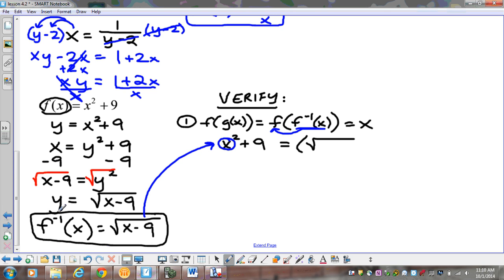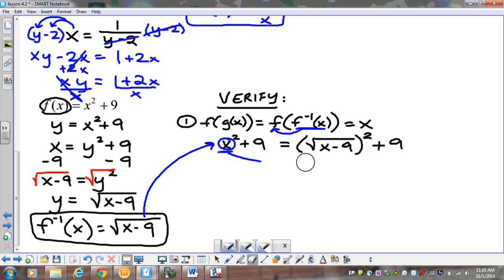So once again, we're taking my inverse function, we're going to plug it back into my original. So in place of this x, we're plugging in my inverse. So I've got the square root of x minus 9 squared plus 9. So again, in place of that x value there, I'm plugging in my inverse. All right, so again, we're looking to see that that value is in fact equal to x.